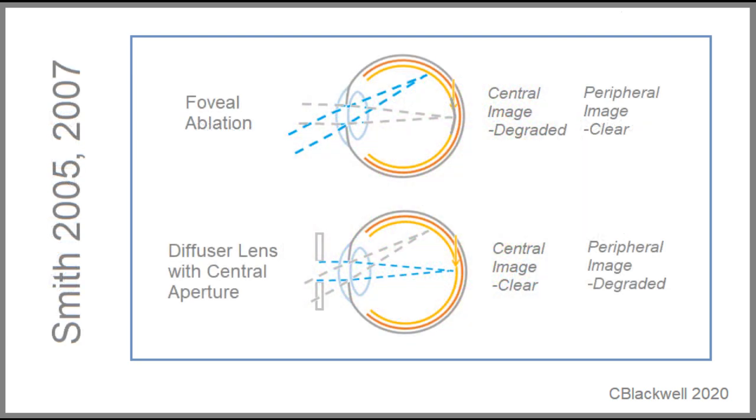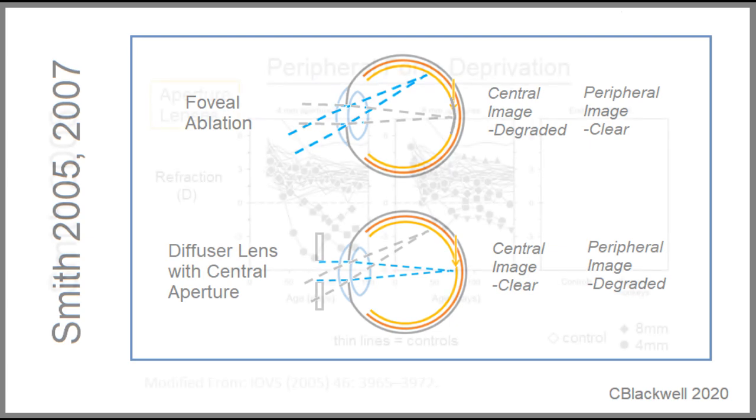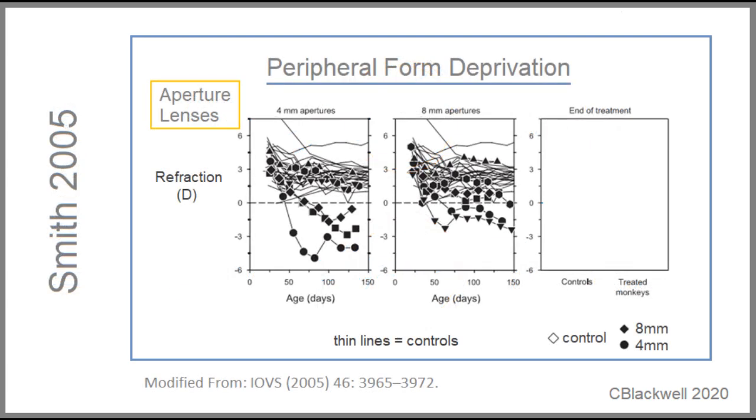You can see the complementary nature of these two experiments. Blue represents the clear image, gray indicates the degraded image. The results? The left and center graphs show the course of refractive error over the weeks of treatment. The graph on the right shows the end results, with the development of myopia, showing that projecting a blurred image outside the fovea causes the same result as other methods of form deprivation.